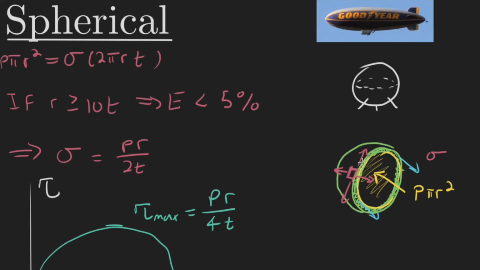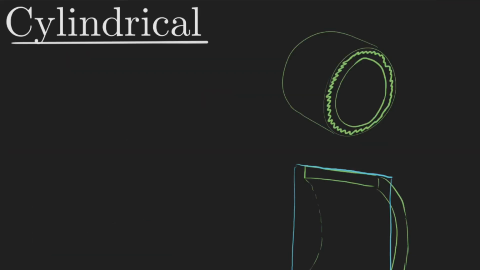But if I looked at an element that's on the inside of this wall, I would have a normal pressure pointing into it like that of P, in addition to my PR over 2T in basically these transverse directions, so right here and right here like that. Now in the cylindrical case, it's not going to be symmetric, and we're actually going to have a different stress depending on which direction we look at.